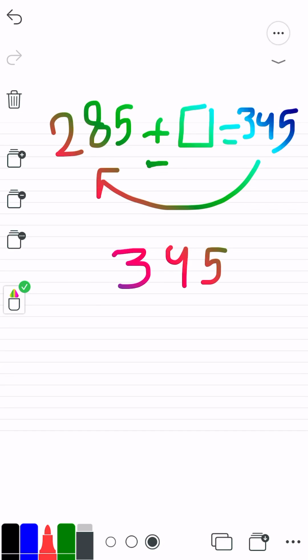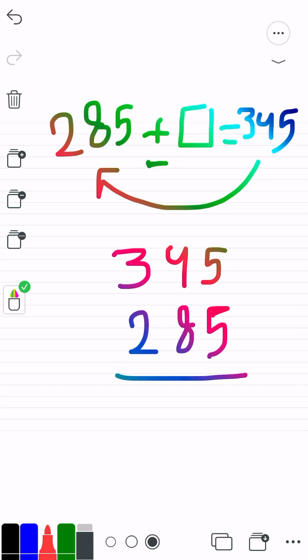Place them above each other. Now 5 minus 5 equals 0. 4 minus 8, look, 4 doesn't have 8 inside. 4 is smaller than 8. We can't take away 8 from 4. So 4 says to the next number, the hundreds, please give me 1 ten, so that I become bigger.